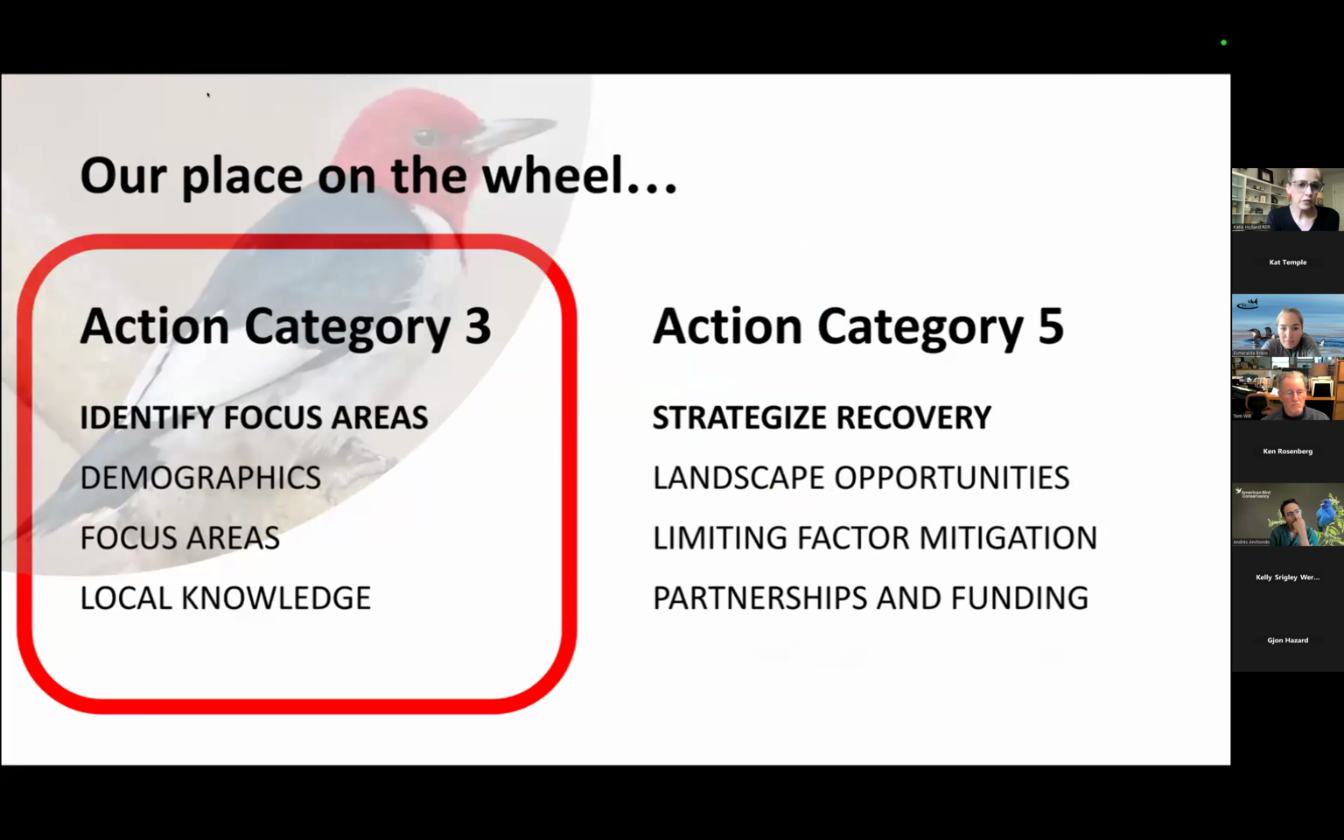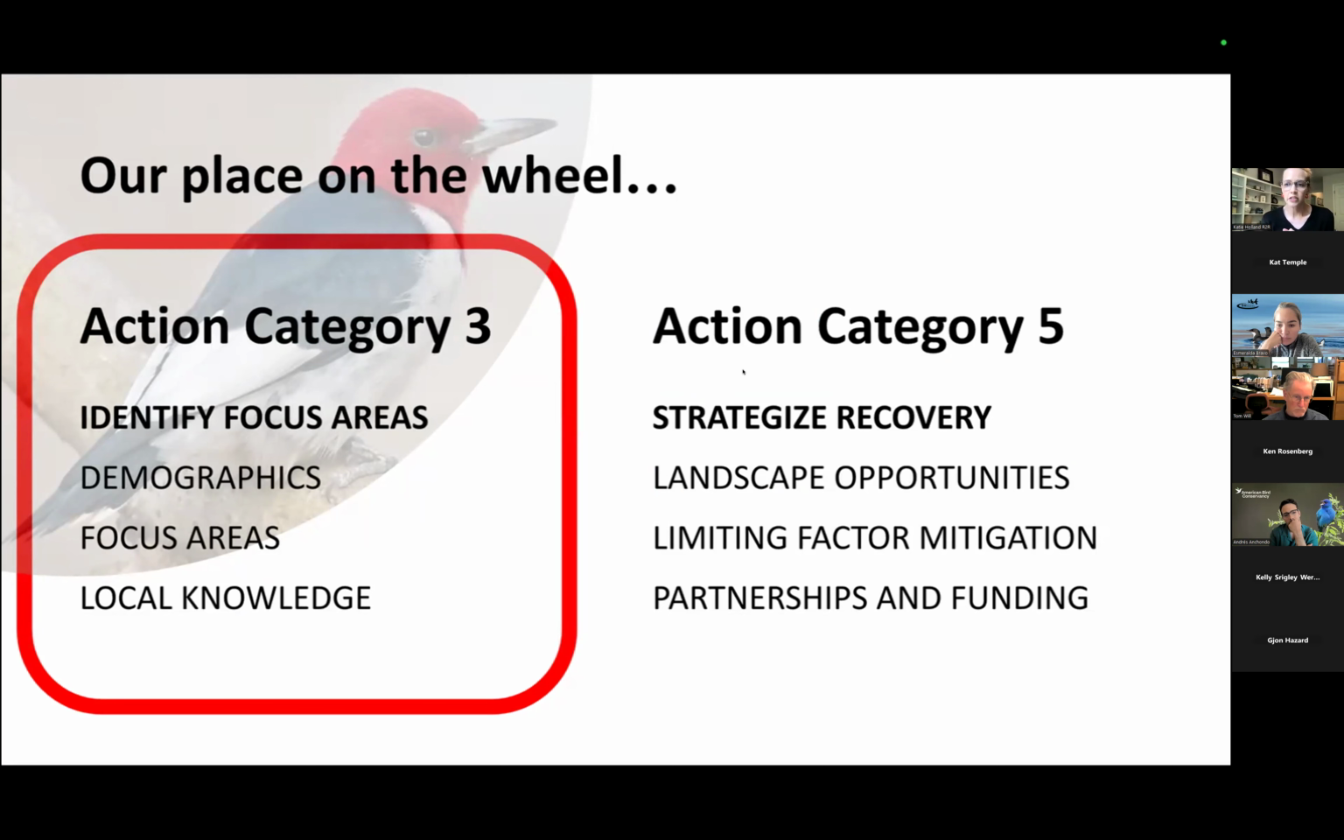And I thought it would be useful before we dive into this section to give just a brief reminder of where we're coming from. So last month when we did section 3, action category 3 is identify focus areas. The segments within action category 3 were demographics, focus areas, and local knowledge. And so we went through all the criteria of those. And I talked a lot about how everything within that action category 3 was building towards talking about broader threats and talking about limiting factors. And that's where we're going today.